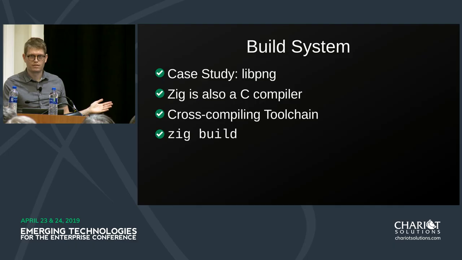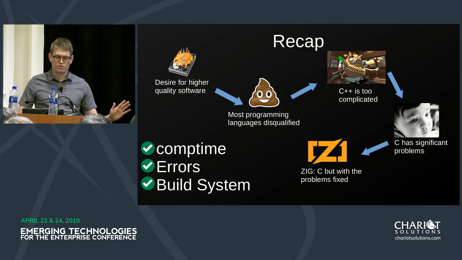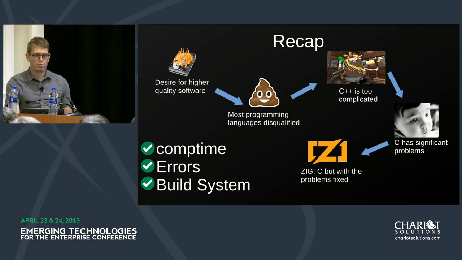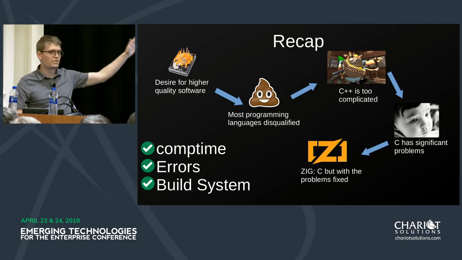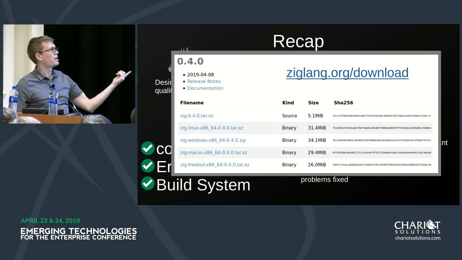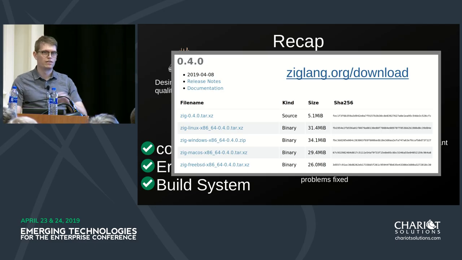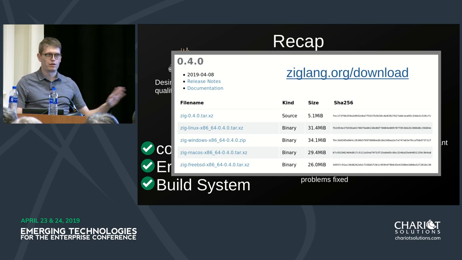That is the Zig build system. Okay, so that's the three things I wanted to show you: compile time stuff, taking errors seriously, and the built-in build system. And now I just want to emphasize this point. Everything I just showed you is available. You can go download it right now and use it. We just had a release a couple weeks ago. None of this is vaporware. This all works today. So I just wanted to point that out.